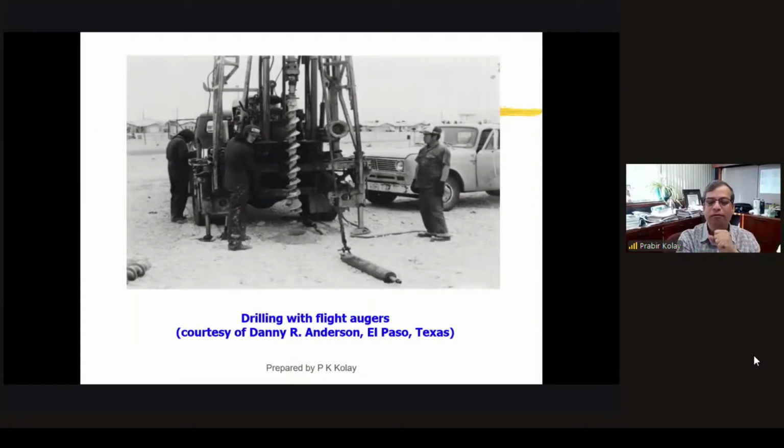So this is drilling with flight auger. Most of the time, you just make a hole, for example, for pile foundations. When the soil is good, you make a hole into the ground, take out the soil sample, and shake it off. If the soil can stand on its own, no casing is required. If the sample is going to collapse, then you have to have the casing.